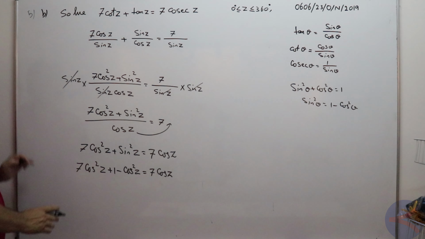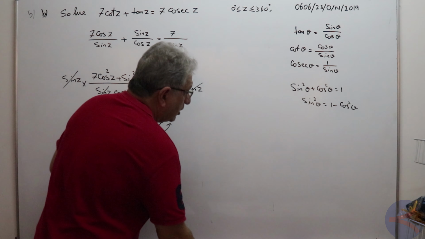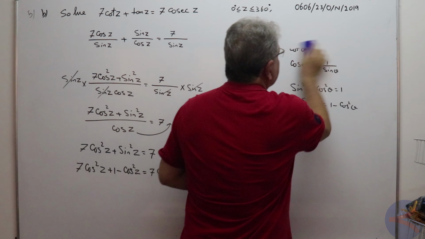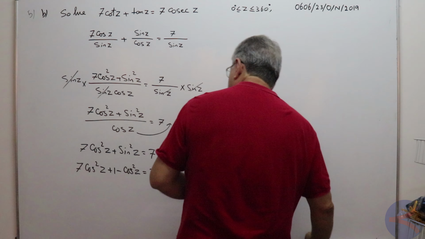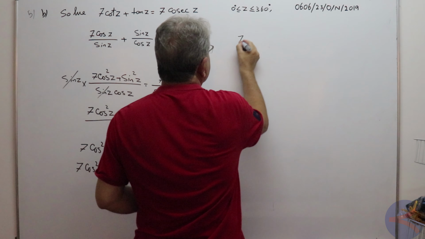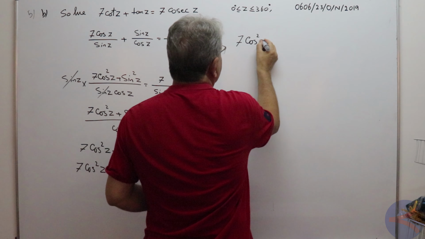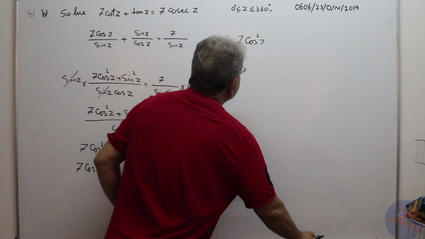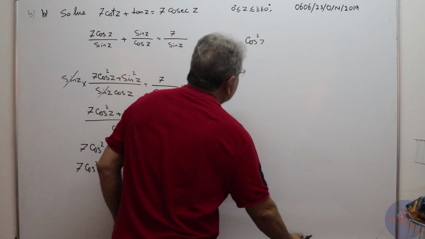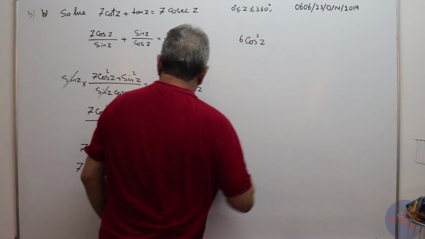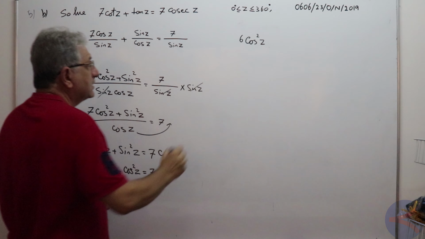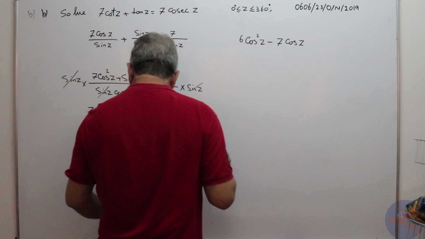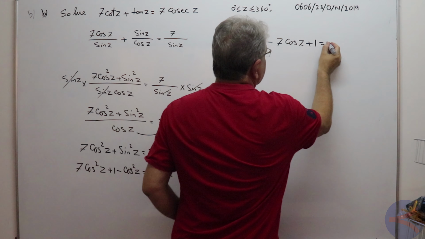Now we can see that this is a quadratic equation in terms of cos z. So I will erase this part. So I'm going to get 7 cos square of z minus cos square of z, therefore this will be 6 cos square of z. This sign will be negative 7 cos z, and then plus 1 equal to 0.